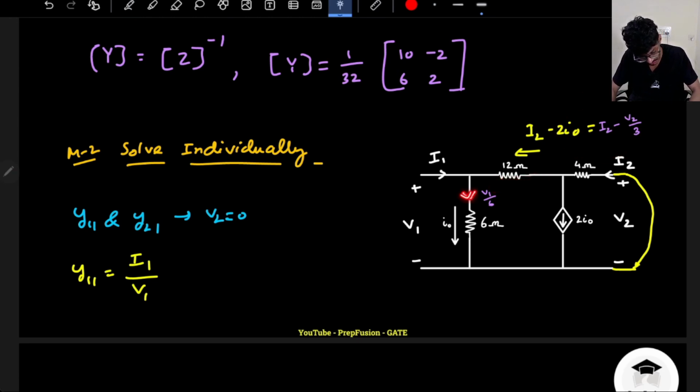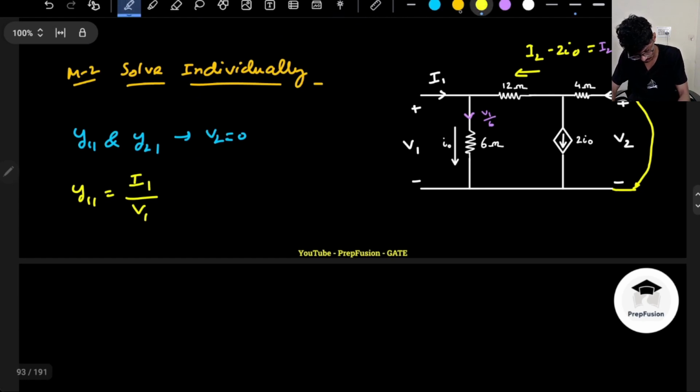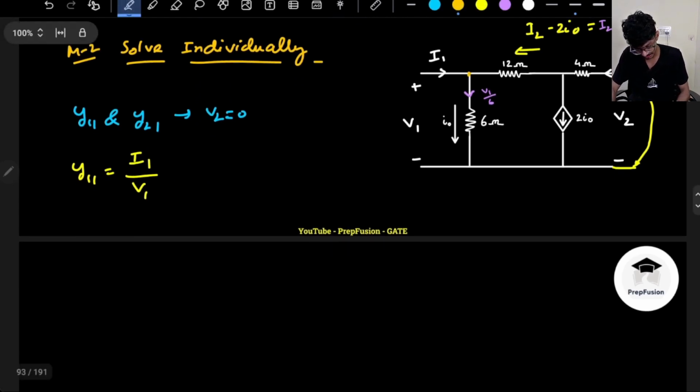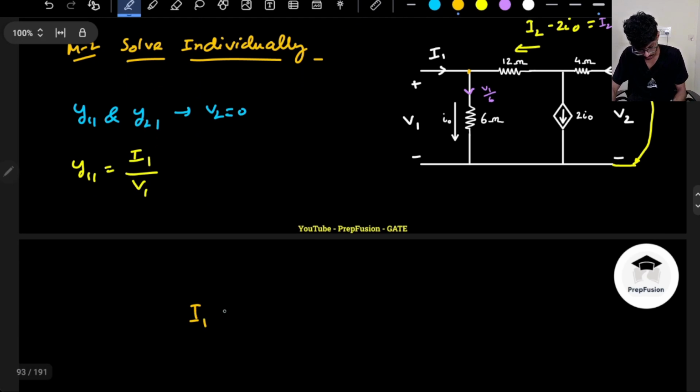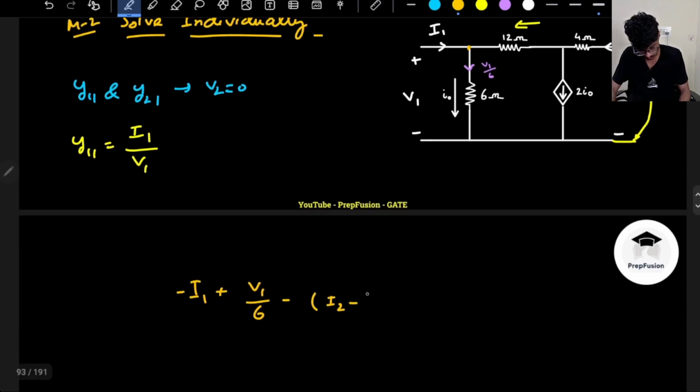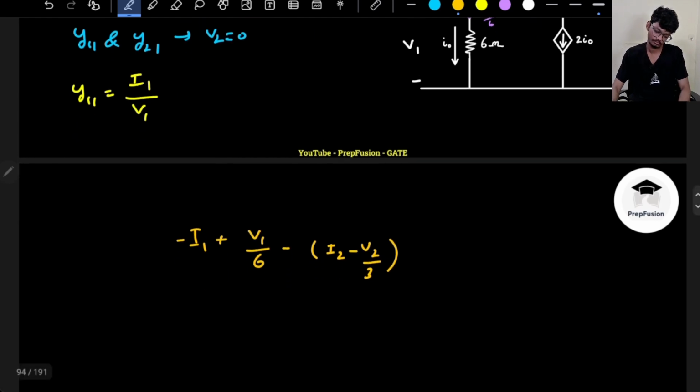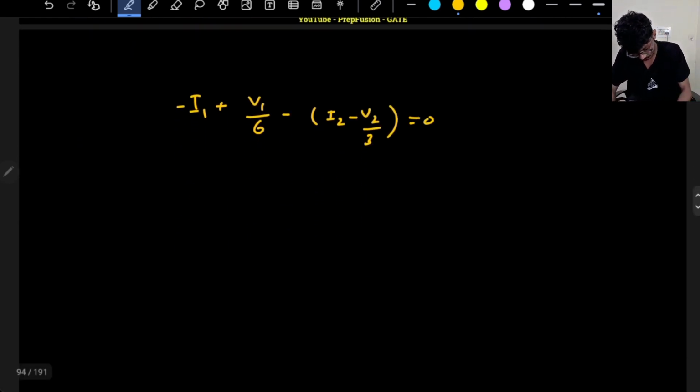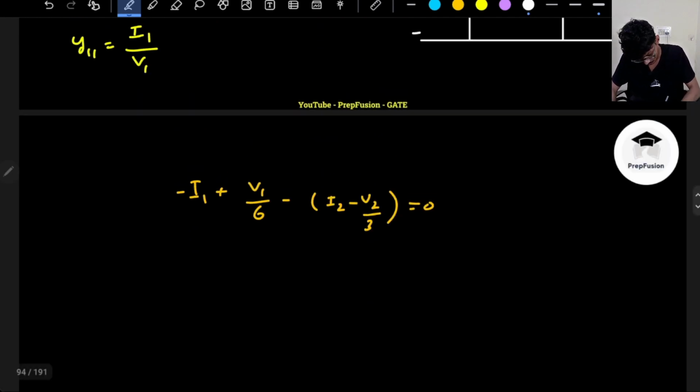What is the current here? Current here is V1 by 6. What is the current here? I1. So I can directly write a KCL at this node. If I write a KCL at this node, I will write I1 plus V1 by 6, outgoing current is positive and incoming current is negative, minus I2 minus V2 divided by 3 equals 0.